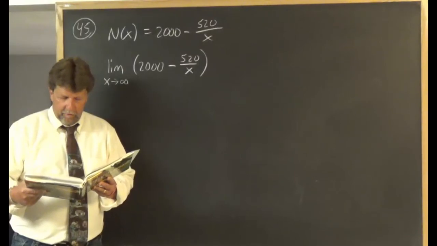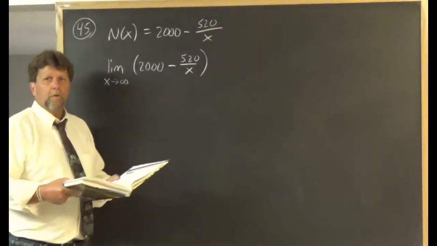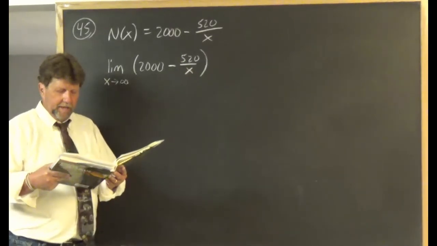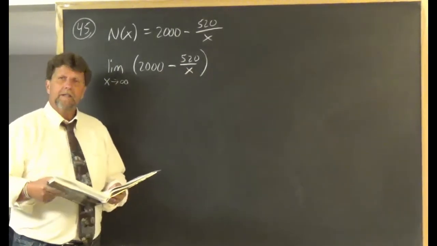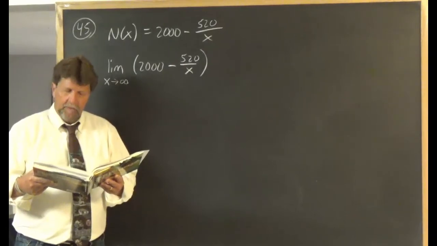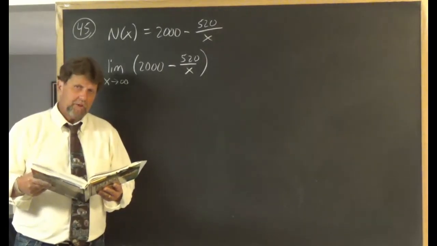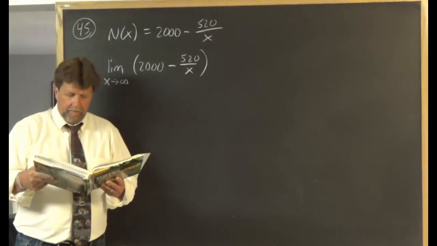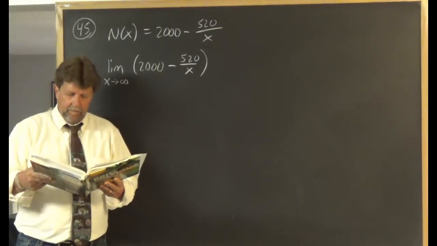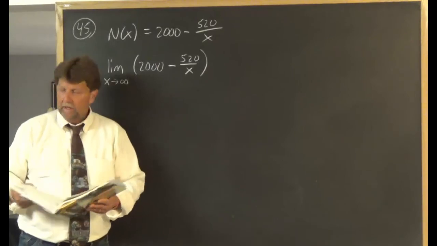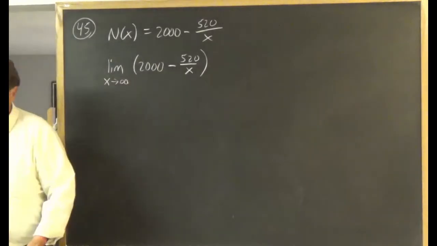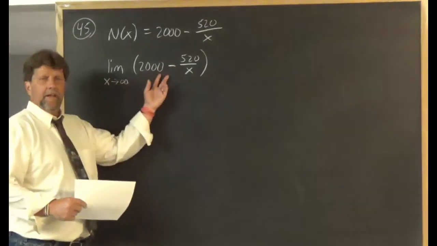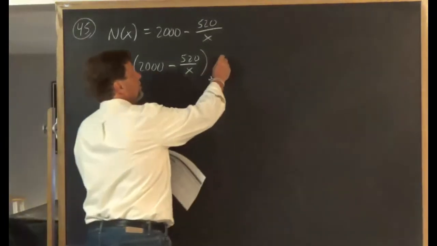All right, folks, here's number 45. Let's see, there were a lot of words. You probably read them. But you're given the function N of x equals 2,000 minus 520 over x. Here, x represented the amount spent on advertising, measured in thousands of dollars. And N of x represented the number of cases purchased. So we're asked to find the limit as x heads to infinity of N of x and interpret.